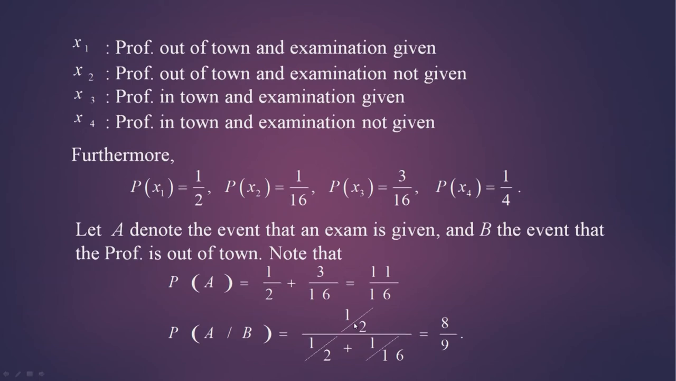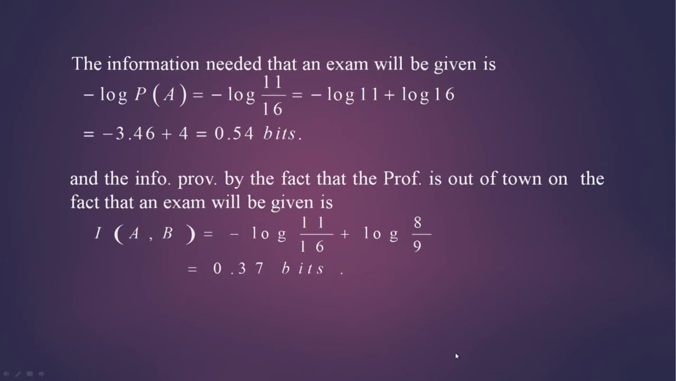And in the numerator, it is half because it is probability of A intersection B, that is both A and B will occur. So, here A and B, that is exam is given and professor is out of town, both these events are occurring here. So, probability of x1 we have to consider in the numerator. And if we simplify this, we will get the value 8 by 9.